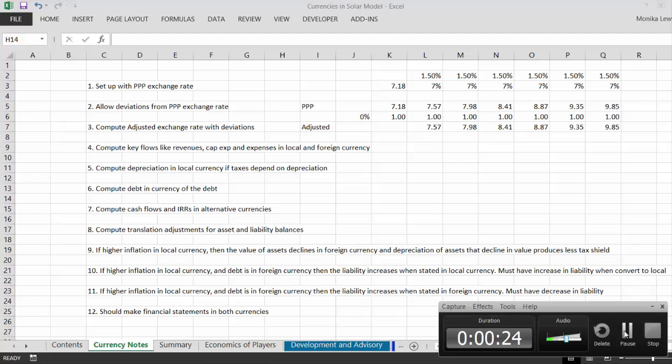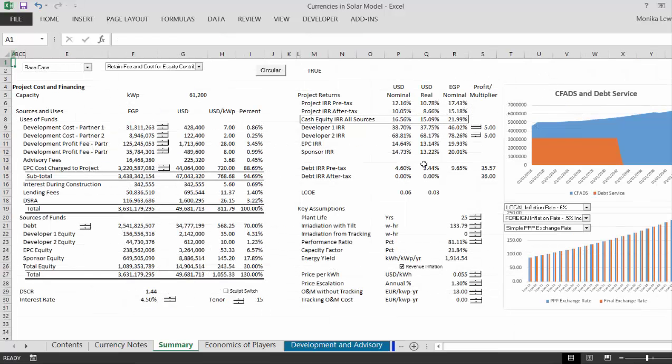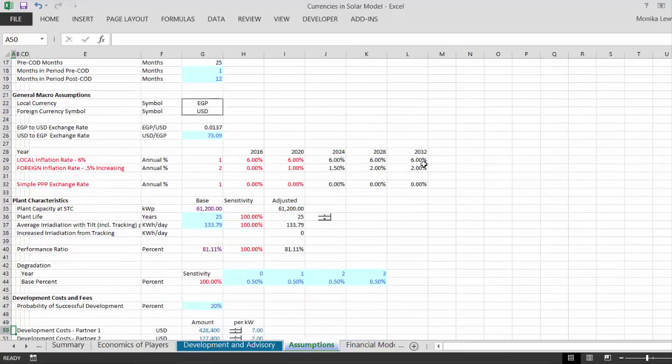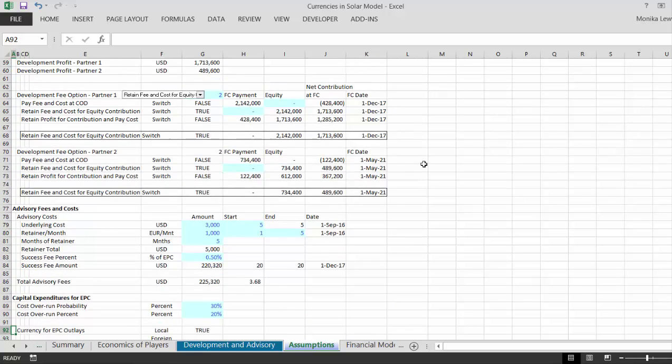I've got it. Okay, so what we're going to do is take care of this number 4, which is, let's define, and I think I didn't do this carefully. Let's carefully define what kind of currency our cash flows occur in. So we're going to go to the assumptions page, and remember we have Egyptian pounds and USD as our kind of local and foreign currency.